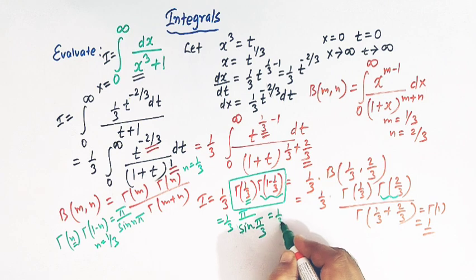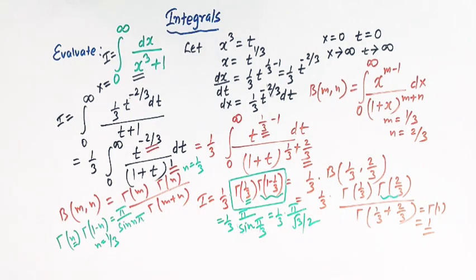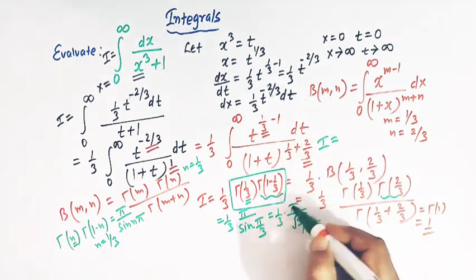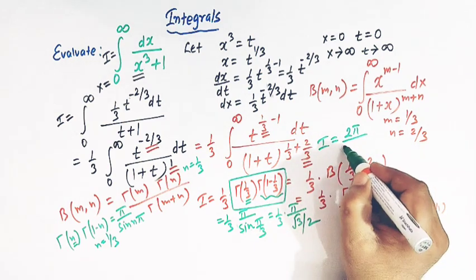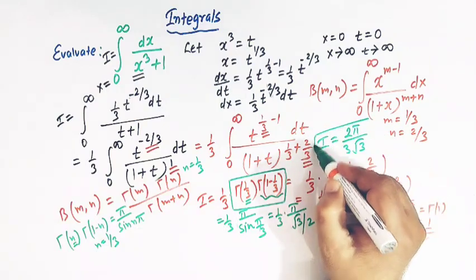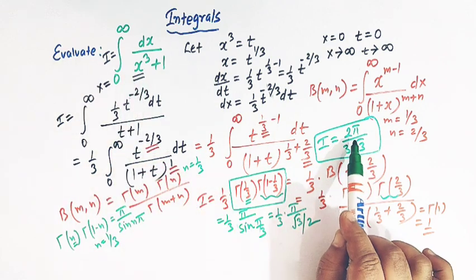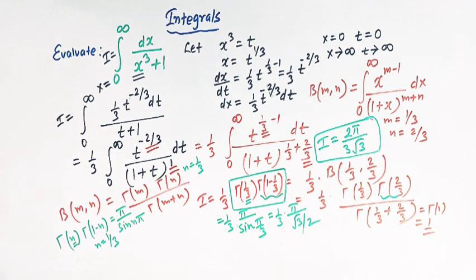So now we have 1 over 3 times pi over sine pi by 3. Sine pi by 3 is sine 60 degrees. That is square root of 3 over 2, right? So now the value of this integral I can be written as 2 pi, this 2 goes to the numerator. So we have 2 pi over 3 root 3, right? So viewers, the value of this integral is equal to 2 pi divided by 3 times the square root of 3. So this is how, by the application of beta and gamma functions, we can solve these kind of integrals.